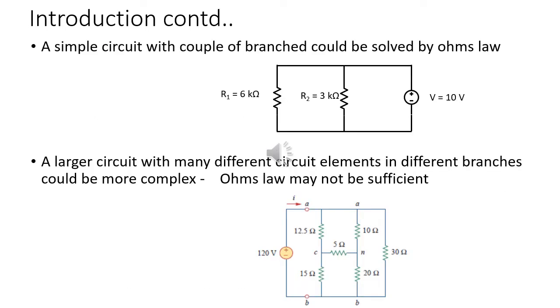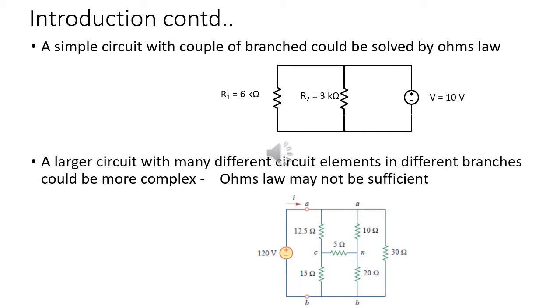So we can see an instance of circuit analysis. Let us see this small circuit. This has a voltage source of 10 volt and two parallel branches. One is of 3 kilo ohms and the other one is of 6 kilo ohms. It is a simple circuit, and we could solve it by simply using Ohm's law.